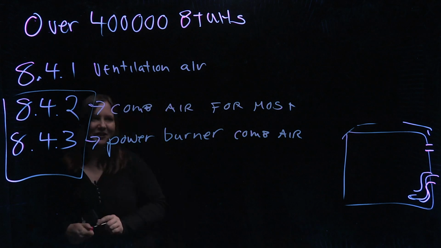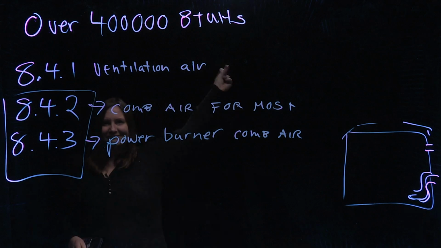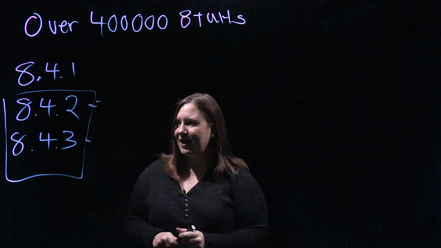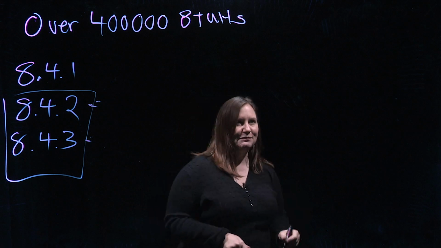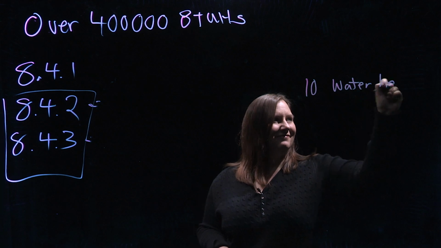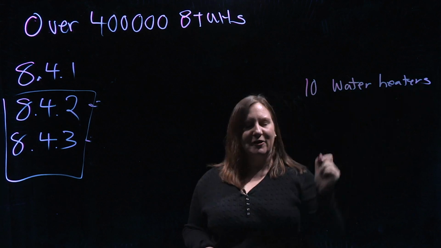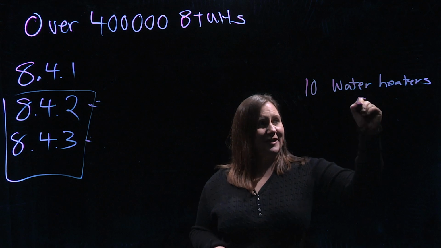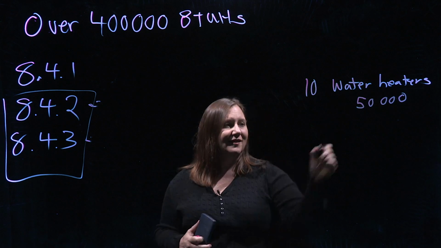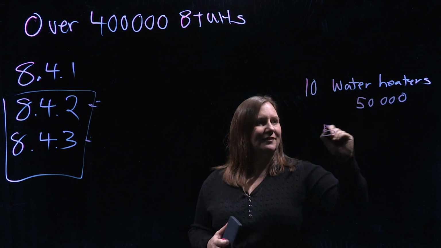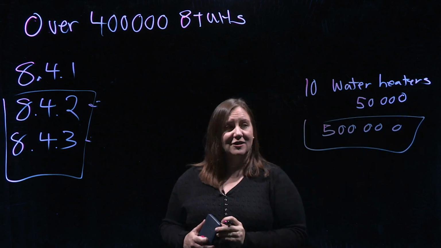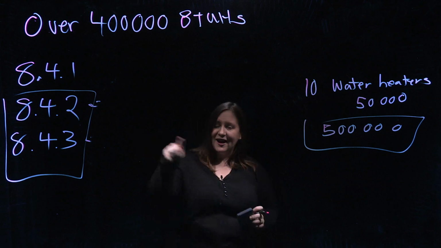So I'm gonna clear off my writing here. Great. So let's come up with an example. And let's say that I have 10 water heaters. They don't have power burners. Each water heater is going to be 50,000 BTUs. And so if I have 10 of them, then 10 times 50,000 is going to be 500,000 BTUs in input.